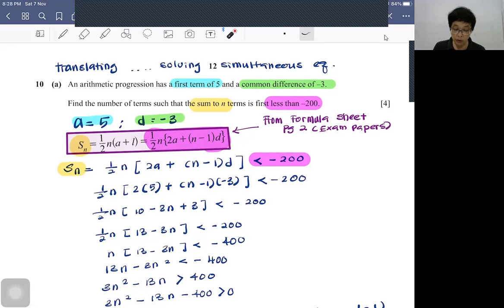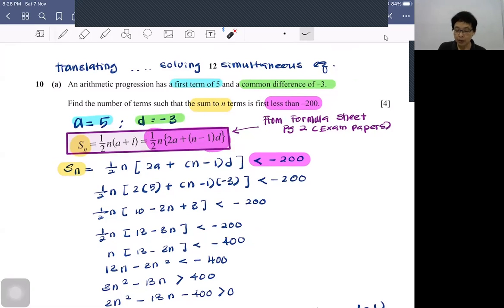So now, just take the formula: half, n, copy down; 2, copy down; a, copy down; plus, and then (n minus 1)d. But you're not going to stop there, of course. Yes, I almost can hear you say that. We just need to translate it as less than negative 200.